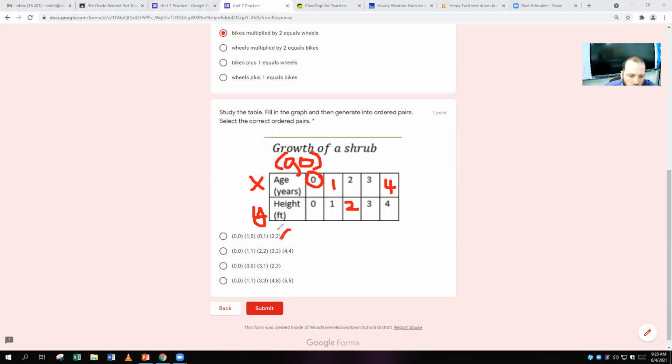So this one, all X's are not equal to Y. This one, they are. This one, they are not. This one, they are not. So B is our answer there.